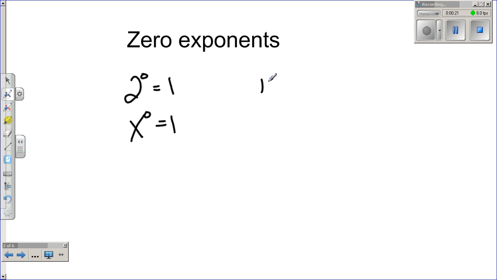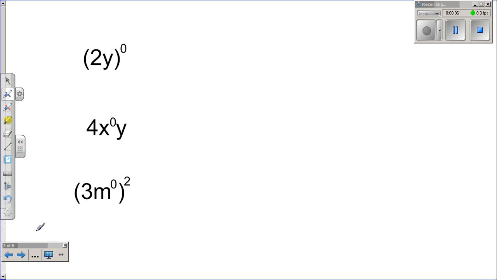If it was 10,000 to the power of 0, it would be 1. If you had something inside of parentheses to the 0 power, the answer would be 1. Let's take a look at a few examples. 2y to the 0 power inside of parentheses equals 1.